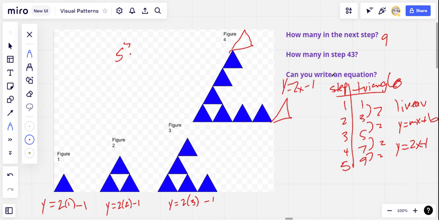Now, figuring out how many in step 43 should be pretty easy. We'll just use that equation, and we'll put in 43 for x as the step number. So y equals 2 times 43 minus 1. 2 times 43 is 86, minus 1 is 85. So there should be 85 of these triangles in step 43.